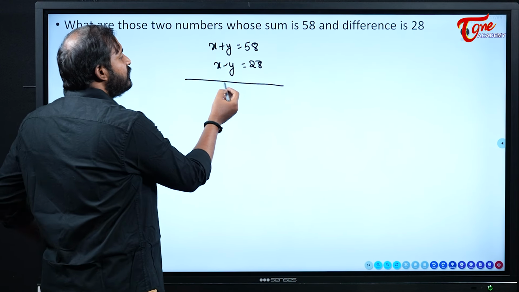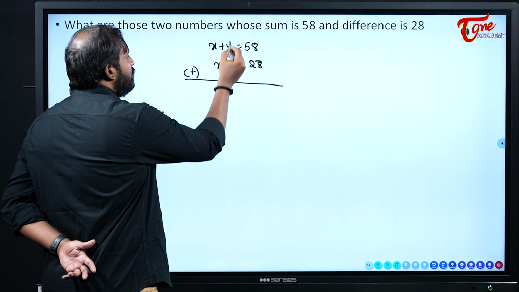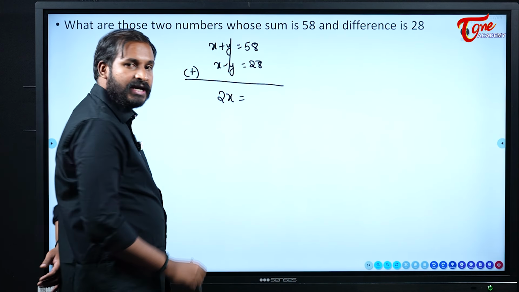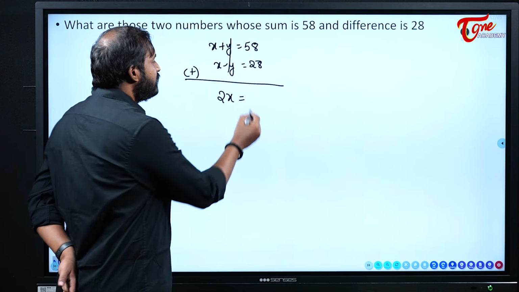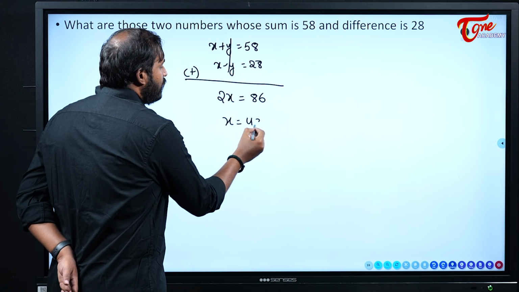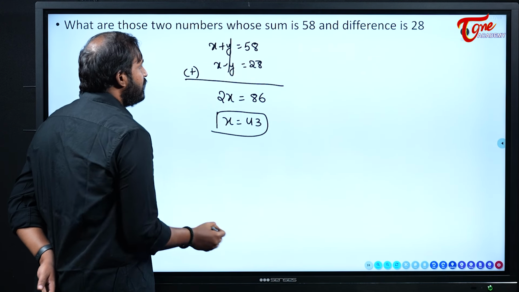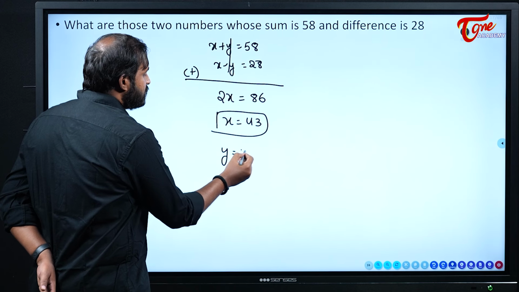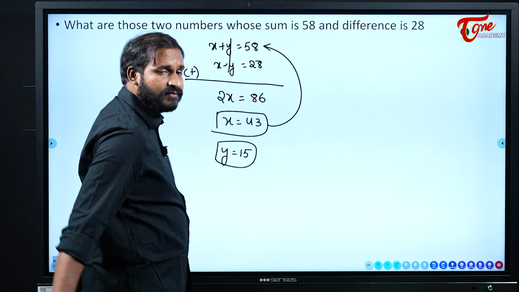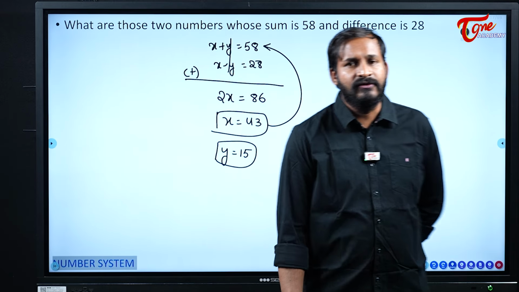So if I add these two equations, what happens? Plus y minus y will get cancelled, so that 2x is equal to 58 plus 28. What will you get here? 86. So x value will become 43 for us here. If x is 43, what about y? Simply substitute this x value in either of these two equations, you will get y value as 15.